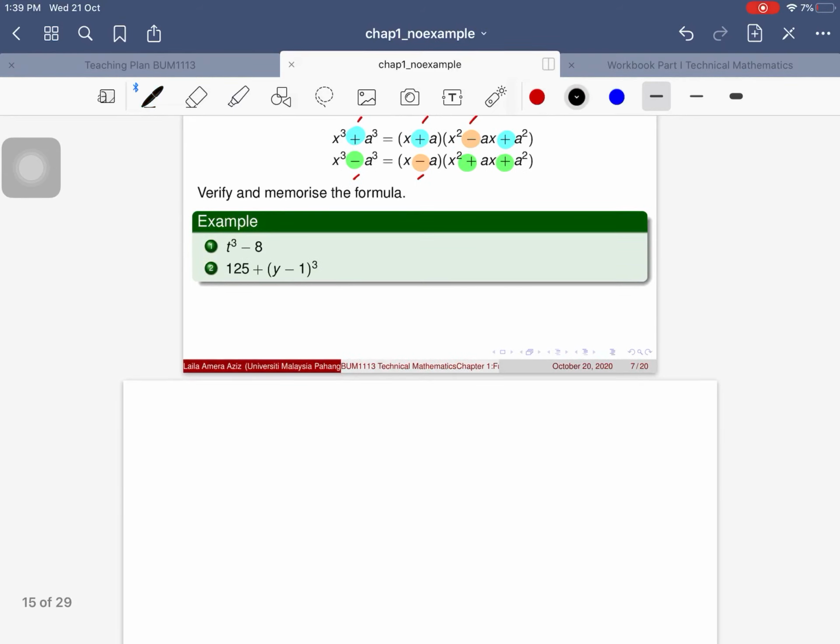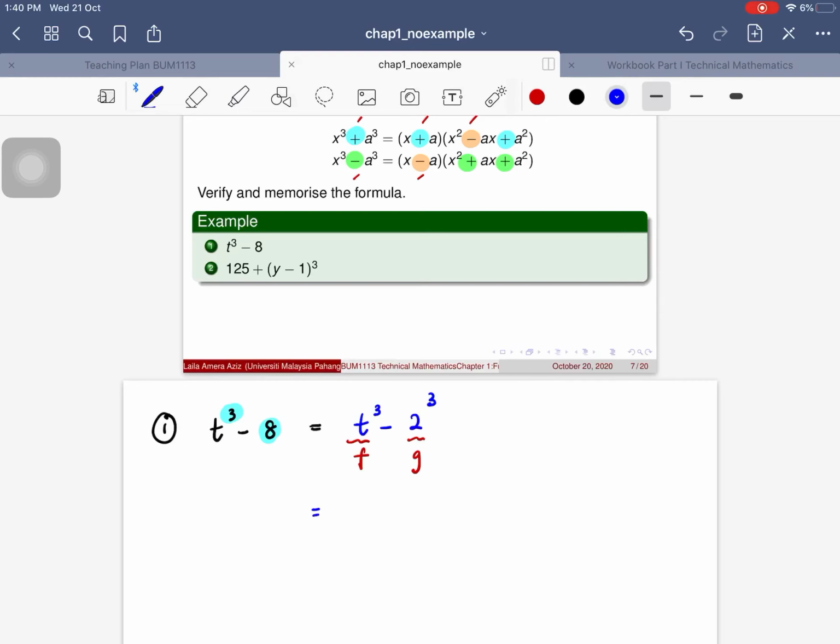I have two examples that I'm going to show right here. The first one is going to be t cubed minus 8. Let's start with an easy one first. What happened for this case is that t cubed is already in terms of a cube, so I don't have to worry about it, but I have to worry about the constant. The thing about 8 is that we know it can be written as 2 to the power of 3.